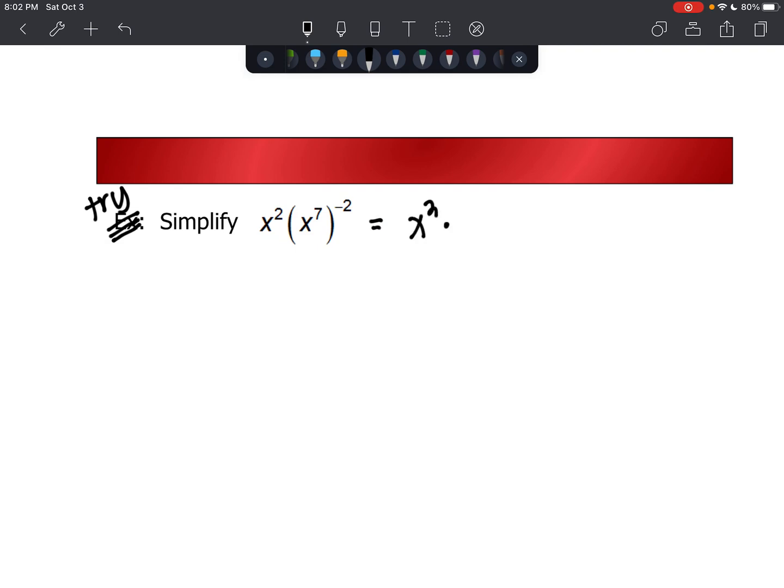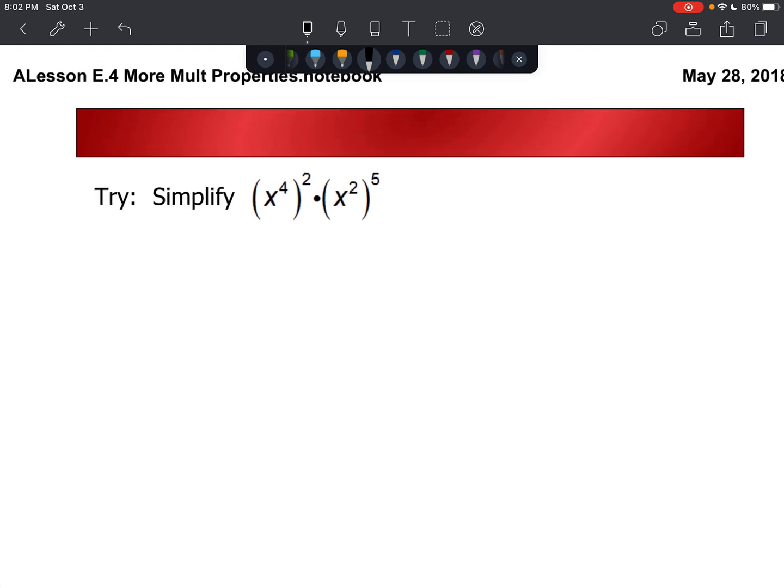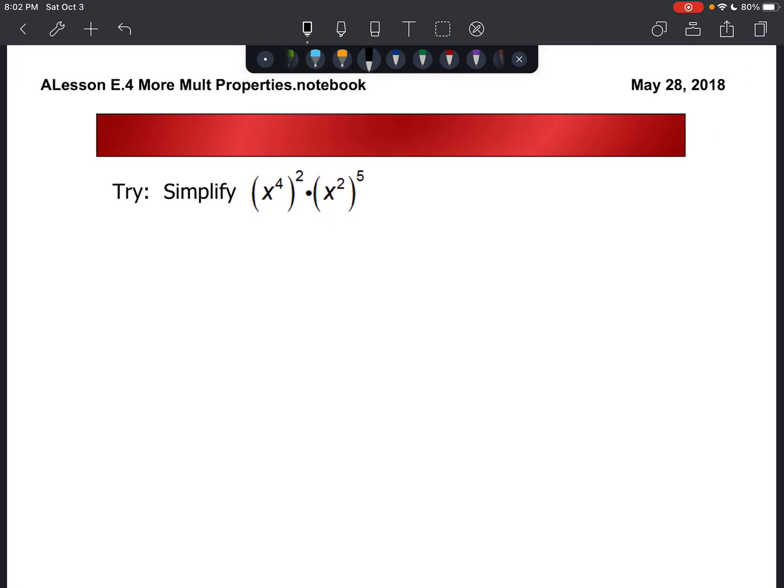Okay, if you started working this out and you got x squared times x to the negative 14, and then said that's x to the negative 12, and then made the exponent positive, you got that correct. Give yourself a pat on the back. Here's a try.